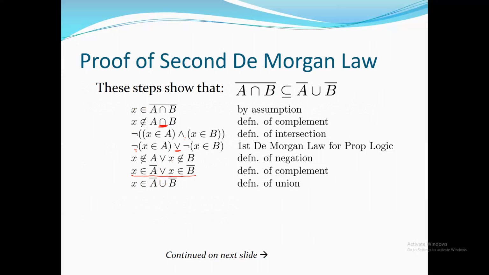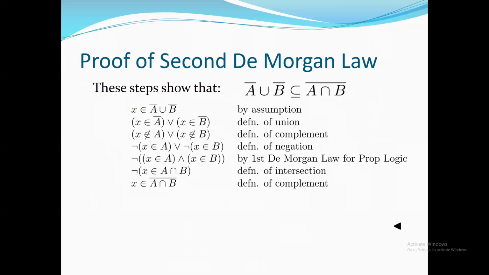Now we have to do the second step, prove it the other way. So we say that X is an element of A complement union B complement, right? Again, let's apply the union definition. What is the definition of the union? X belongs to the complement of A or X belongs to the complement of B. That's here, right? Clear? Now let's apply this complementation. So X does not belong to A or X does not belong to B, right?